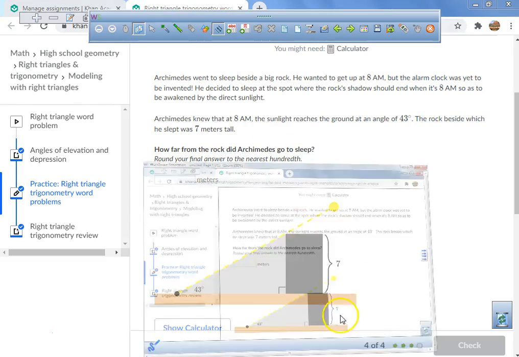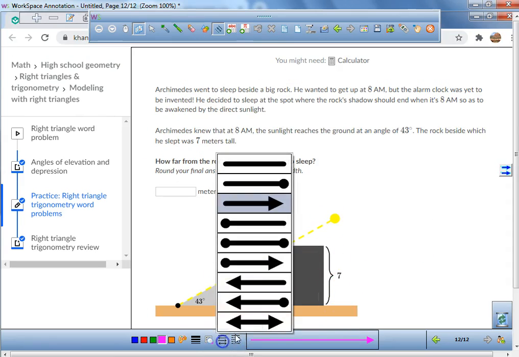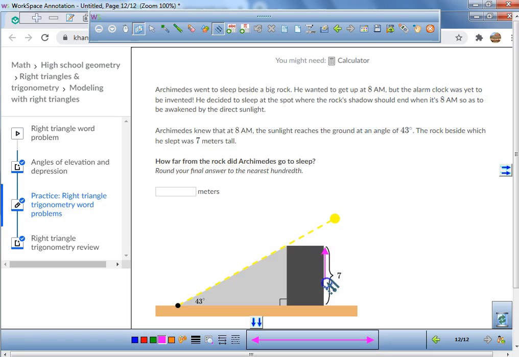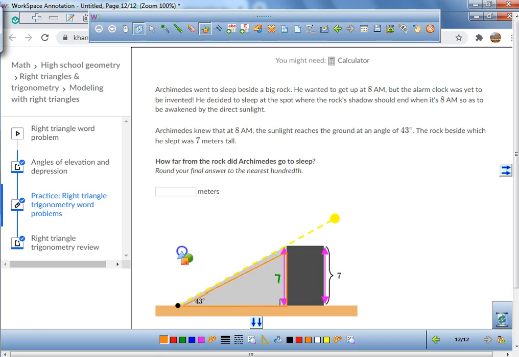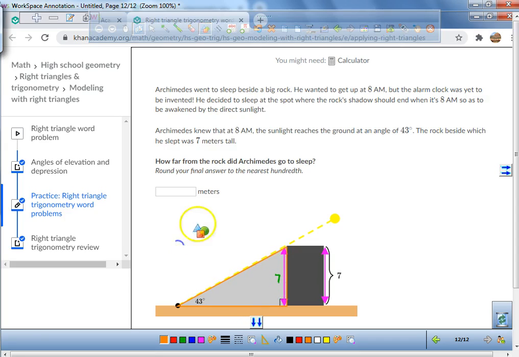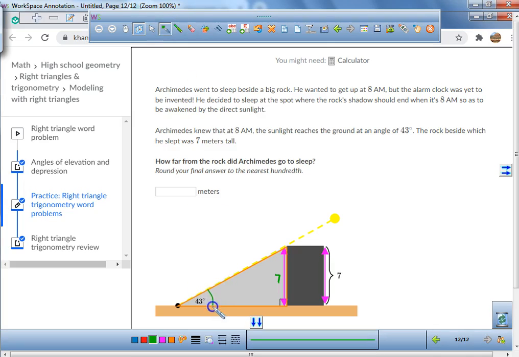Okay, now, interestingly enough, if this distance right here is 7, then what is this distance right here? That's got to be 7, right? That's got to be 7. So what I'm going to do is put a 7 right there. And I don't know if you guys can see the right triangle that's being built. There's my right triangle. There's my 43 degrees. I'm going to put a little arrow going to the 7, which represents my opposite side.